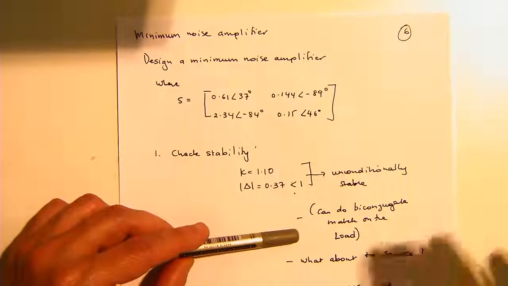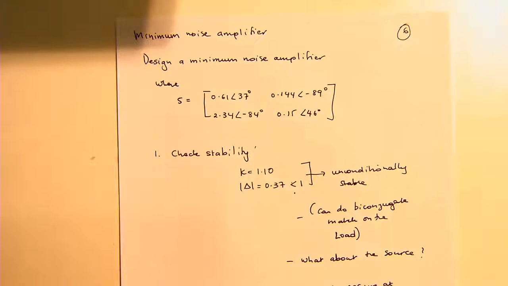Okay, conjugate match, right? So here, in order to get the maximum gain, we're going to do a biconjugate match on the load side, but we're not going to do it on the source side. Why not? Okay, you mentioned it to me a few seconds ago. I asked you and you told me the answer. Can you repeat the answer?